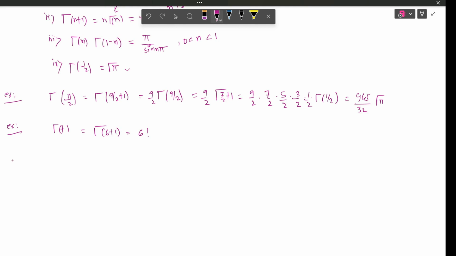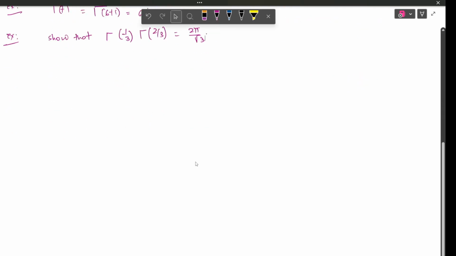Now let us see another question, or you can say example. We have to show that gamma of 1 by 3 times gamma of 2 by 3 is 2 pi by root 3. That's what we have to show. So let's see the solution.